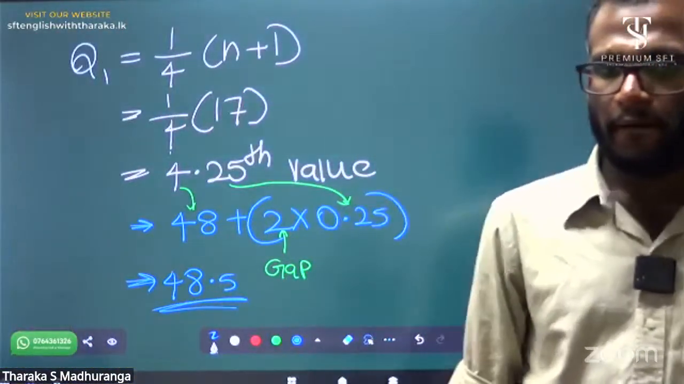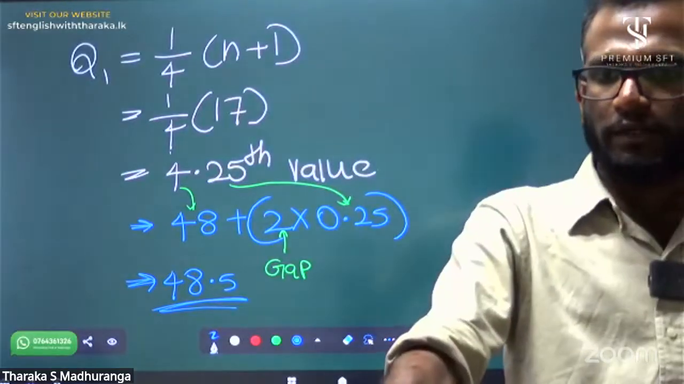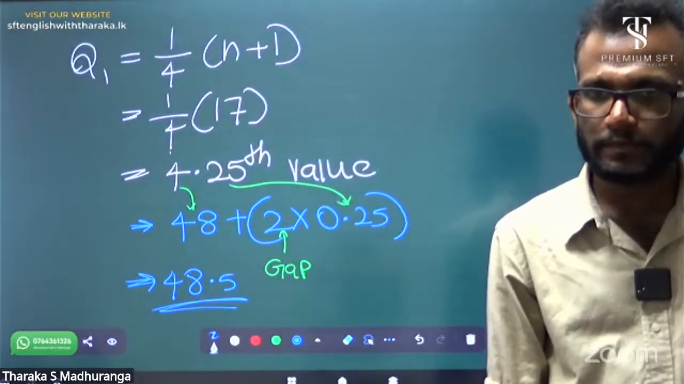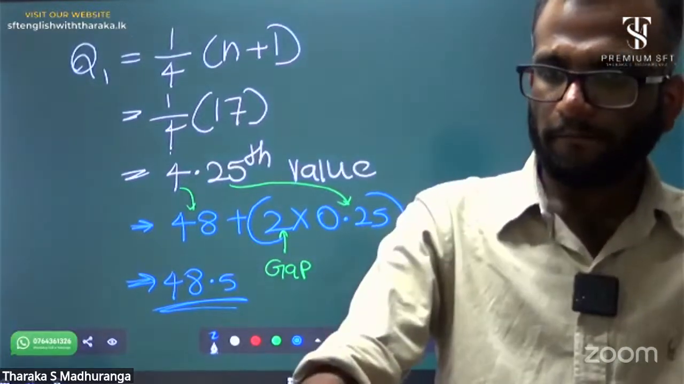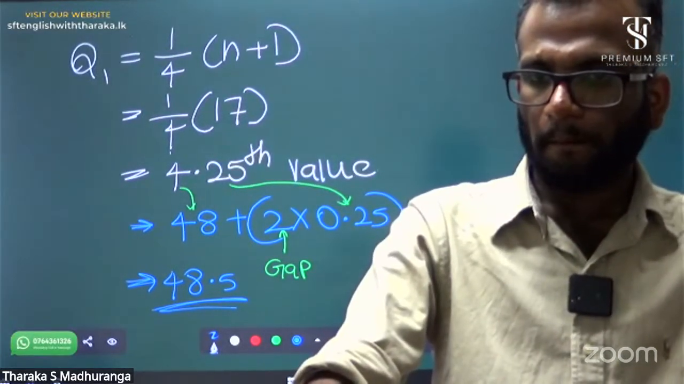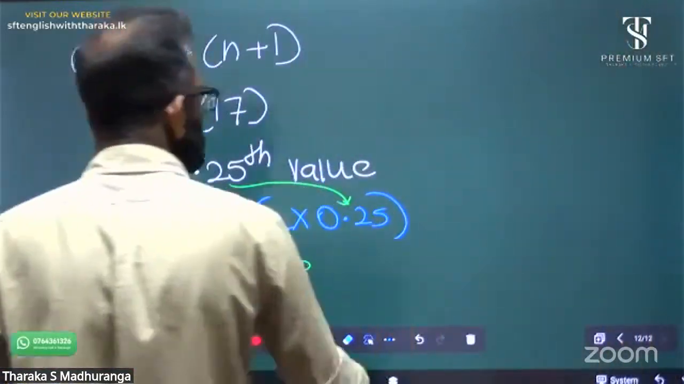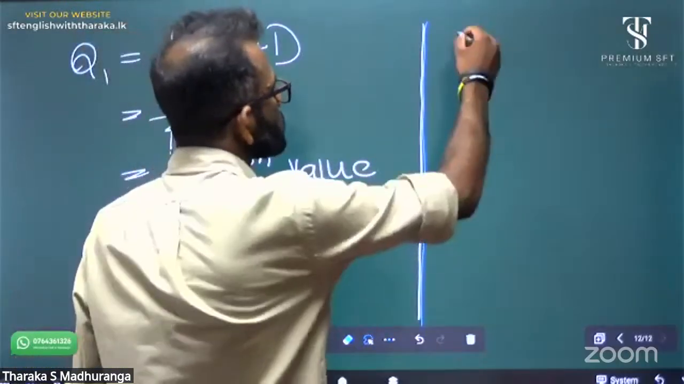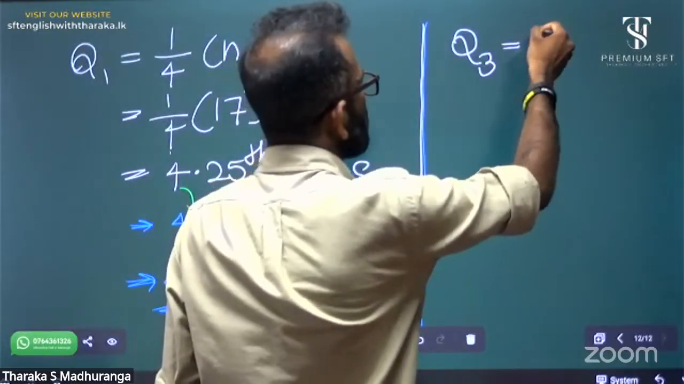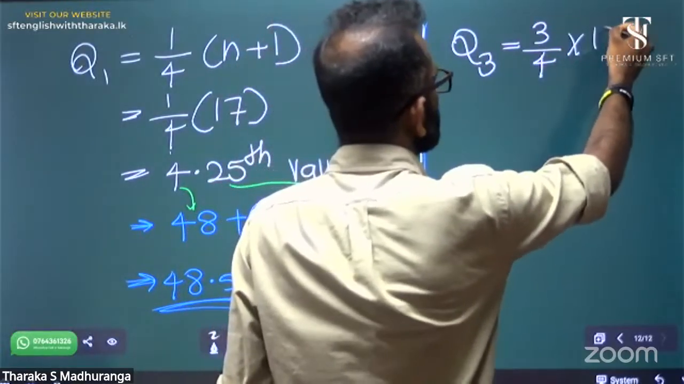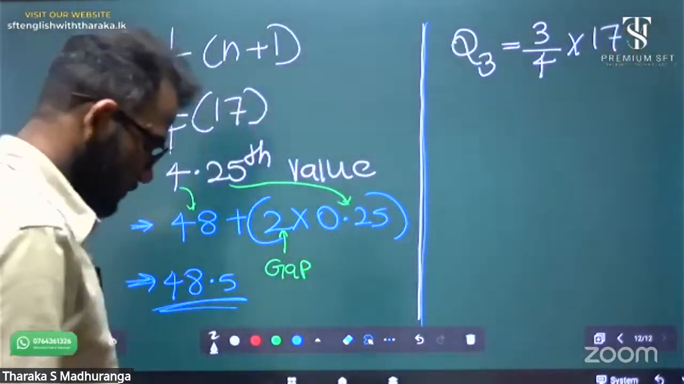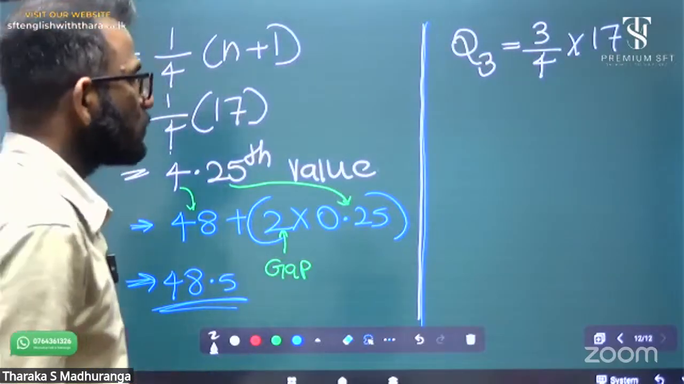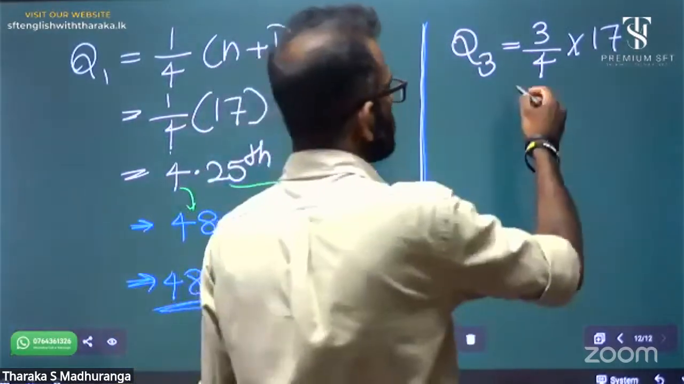Then Habib, Fatima, Samia. Q3, the quartile 3: 3 over 4 into 70. That is 12.75. Again a problem, no?